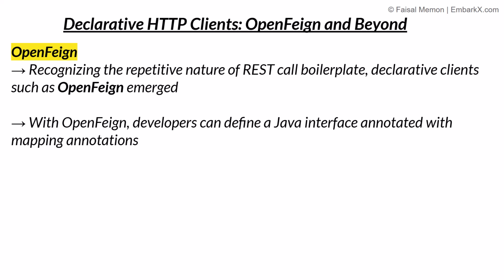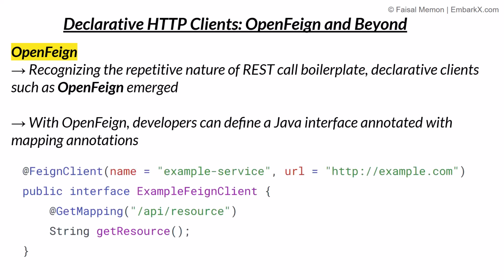With OpenFeign, code was much more simplified. You had less boilerplate as the framework generates the underlying HTTP client logic. And the integration was really good. There was built-in integration with service discovery, like the Eureka server, and this made service calls much more seamless. All these benefits started popping up, and a lot of developers started preferring clients like OpenFeign. You can see over here, this is an example wherein we are doing an API call using OpenFeign.